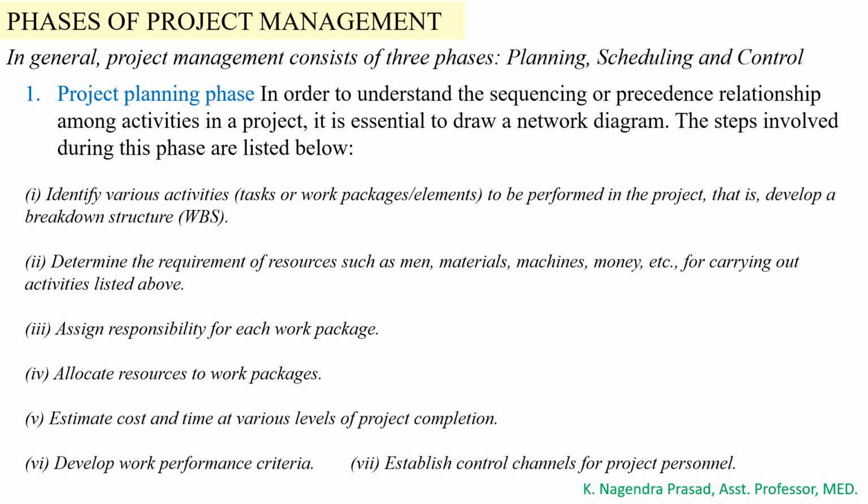Similarly, what materials are required? Which type of specified machinery is required? These are all the activities we have to list out. The second one is to determine the requirement of resources such as men, materials, machines, and money for carrying out the activities listed above. Then, after determining the requirement of resources, we have to assign the responsibilities.